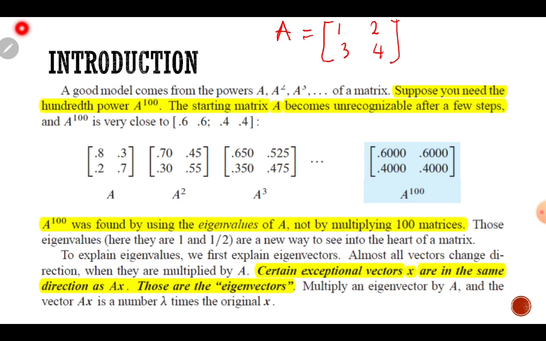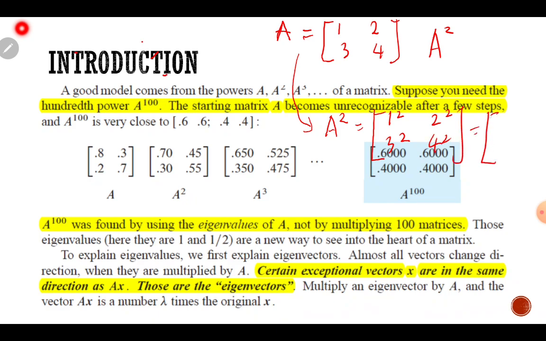And I'm asking you to find A power of 2. What does that mean? Based on what we learned in Engineering Maths 1, does that mean A power of 2 is equal to 1 squared, 2 squared, 3 squared, 4 squared? Then you will get 1, 4, 9, 16. Is that correct? No, this is not algebra, right? Because what we're talking about now is matrices.